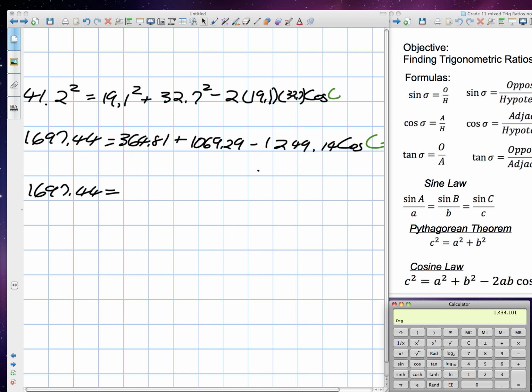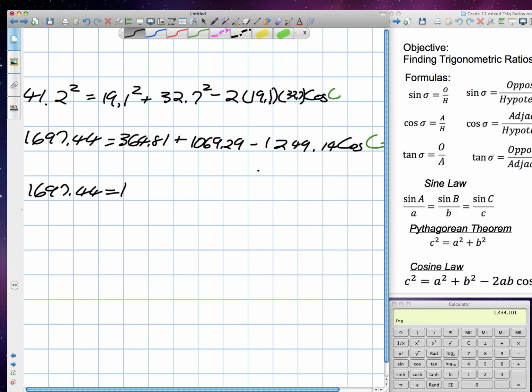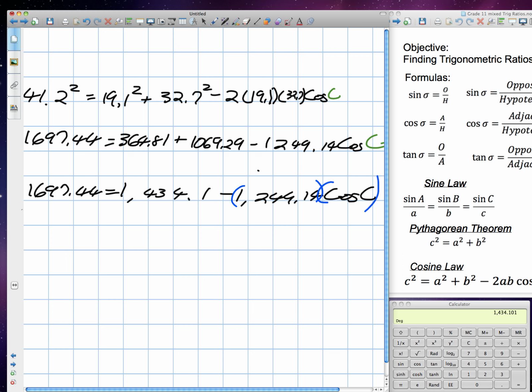Okay, 1,434.1 minus 1,249.14, and I'm just going to write this in black now. Now, this is where many of you made the mistake. According to BEDMAS, this number here, 1,249.14, is multiplied by cos C. So I cannot subtract these two numbers, because we should be dealing with the multiplication first. Instead, we're going to move this first number I've evaluated to the other side of the equation.